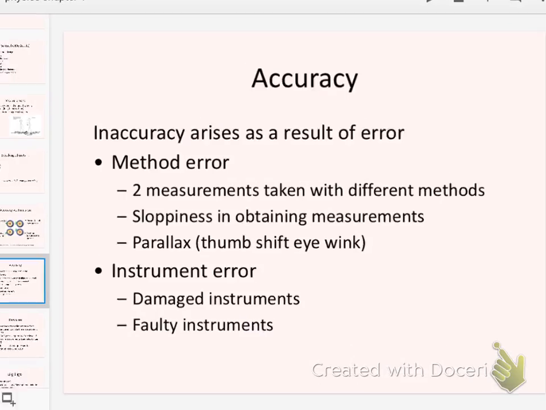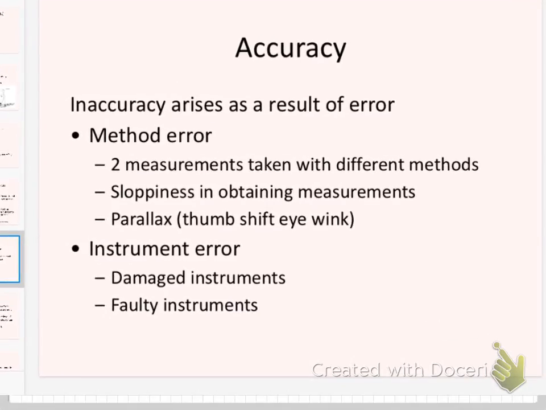Let's talk about error. Why do we get inaccurate readings? Because we have error. And some error is your fault and some isn't. So there's method error.